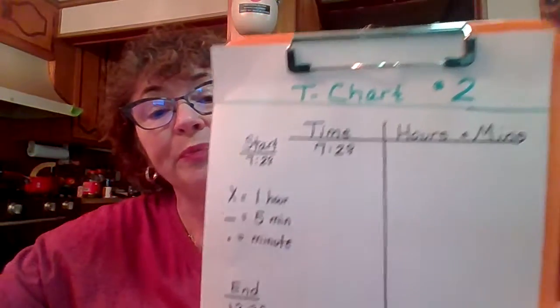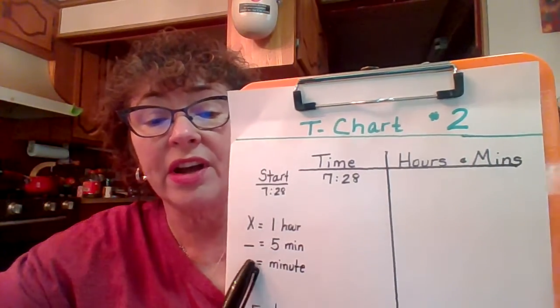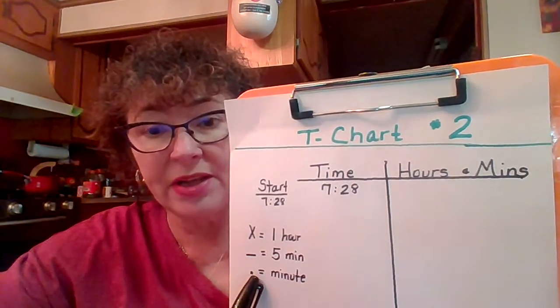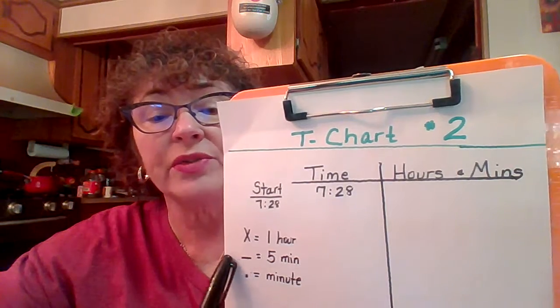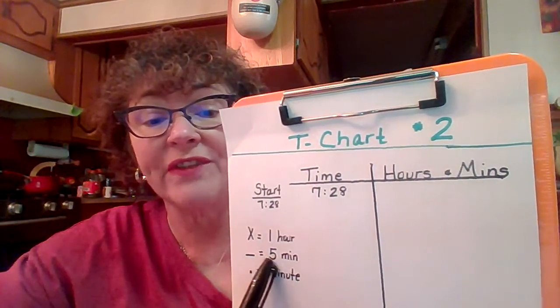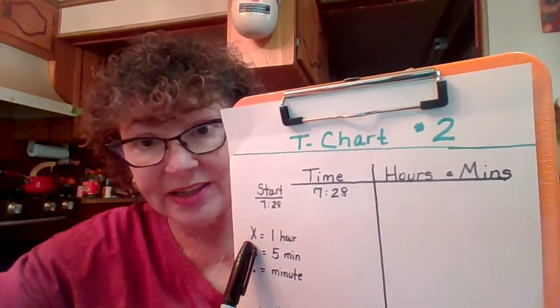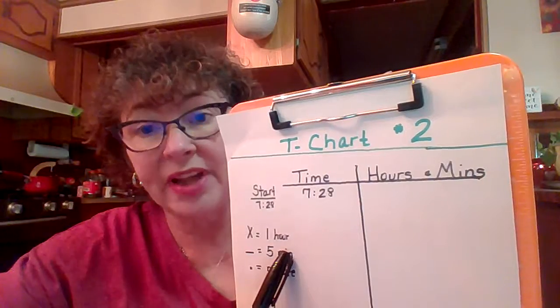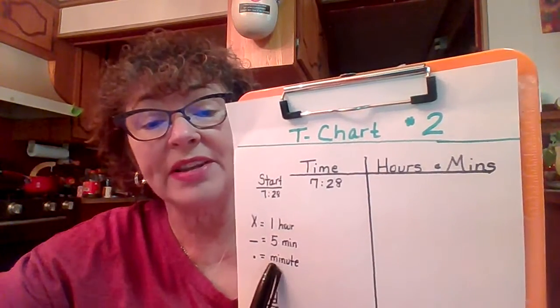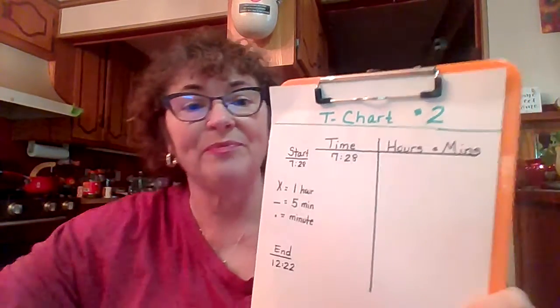Okay, so this is T-chart number 2. What we're going to do is use a dot for the minutes, a line or a dash for each 5 minutes, and X's for the hours. It sounds a little bit confusing, but I promise it'll be real easy.